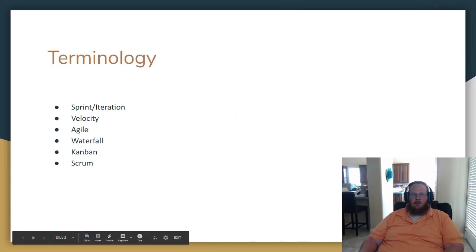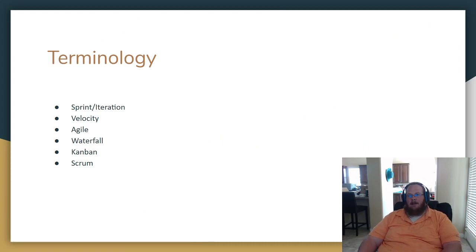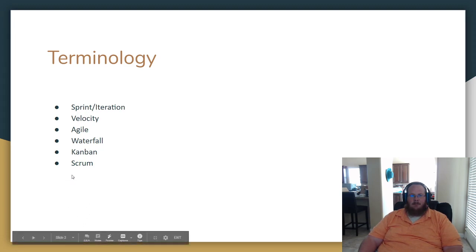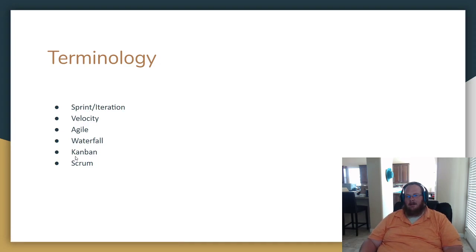Okay, so the terminology we're going to go over a lot in this lesson is sprint or iteration, velocity, agile, waterfall, Kanban, Scrum. There are some others that we're going to talk about, but these are the ones you hear about a lot. The other ones you kind of hear about, but they're more or less in passing. They're a bit fleeting conversations.